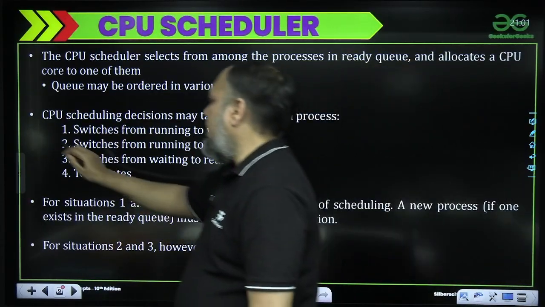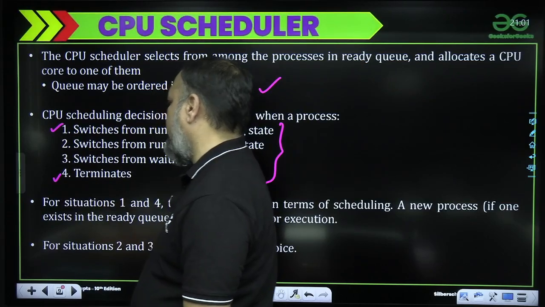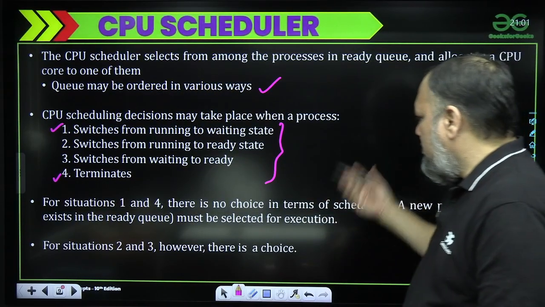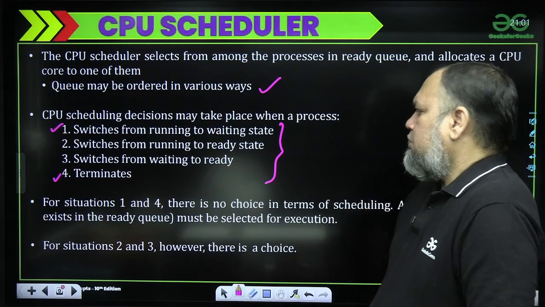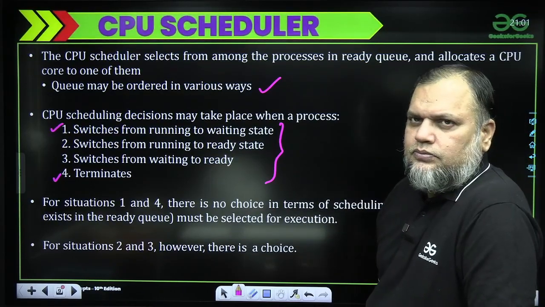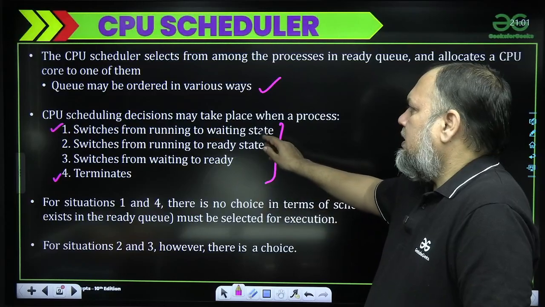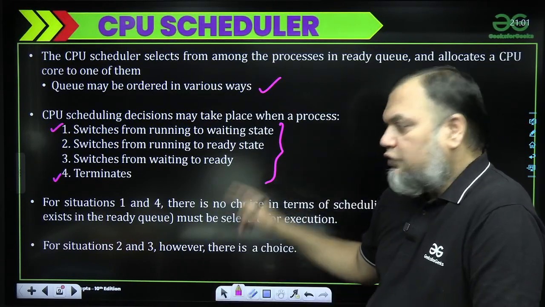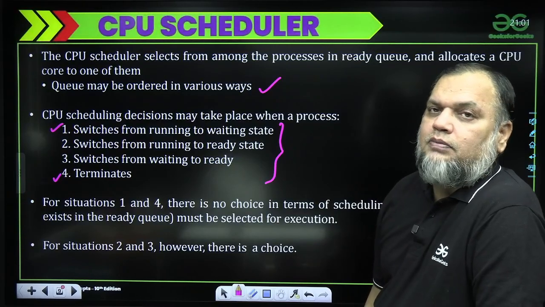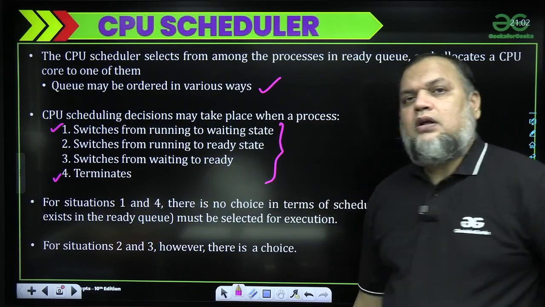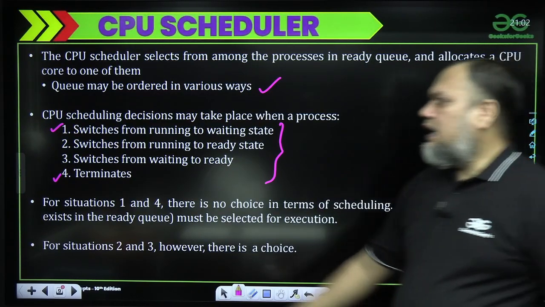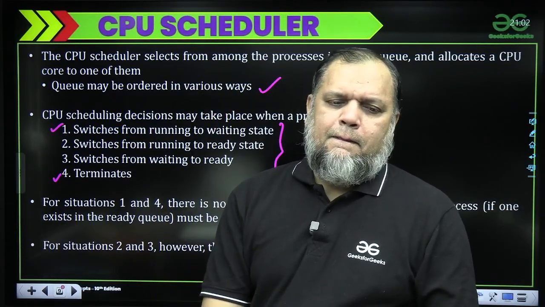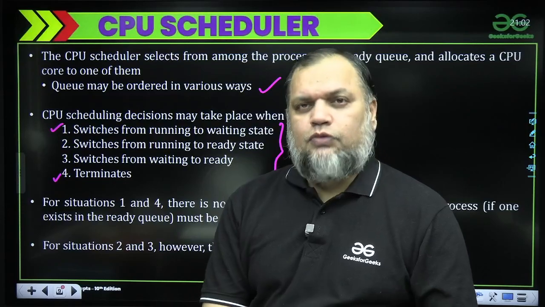For situations 1 and 4, boys and girls, there is no choice for scheduling. A new process, if any exists, must be selected for execution. But for situations 2 and 3, we have a choice. For 1 and 4, going from running state to waiting state and terminating, these are voluntary conditions. That's why the type of scheduling for 1 and 4 is called non-preemptive, and for 2 and 3 it is called preemptive. We don't have a choice in 1 and 4, we have to schedule. But for 2 and 3 we have a choice. Therefore it is a preemptive approach.